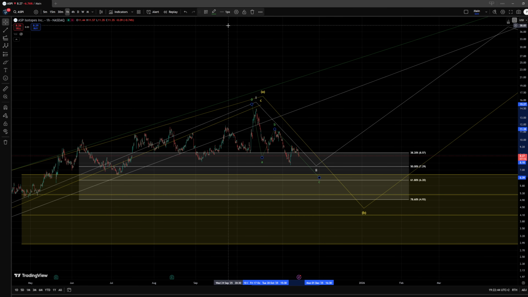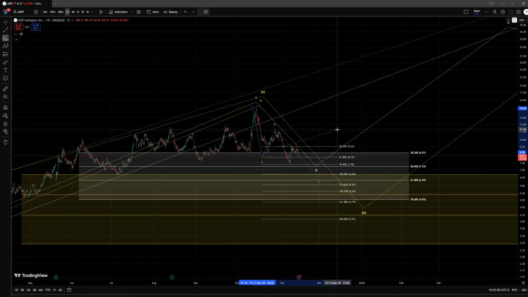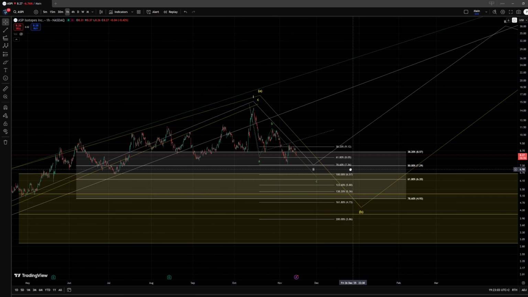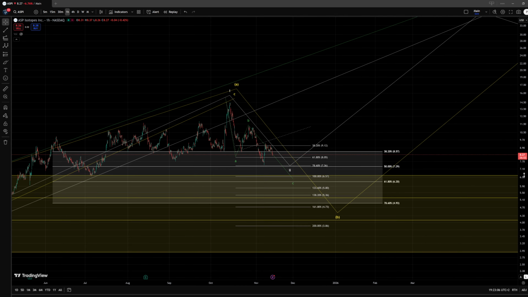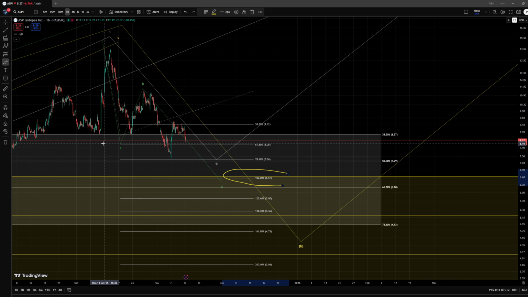Now, before we get to that, I would like to label this as the ABC pattern and point out that the ideal target, now this is an ideal target, which means we don't need to get there and we don't need to stop there, but the ideal target within the wave C to the downside is the 100% extension of the wave A, in which case this is the $6.6 level, very much in line with the first level of support here in the yellow scenario.